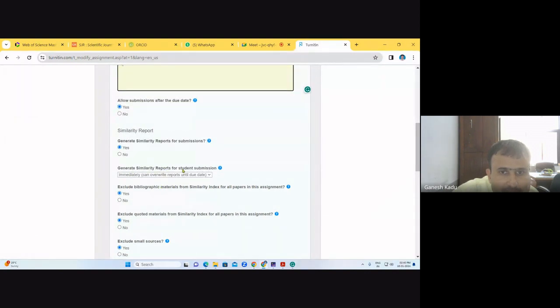Generate similarity reports for student submission. Okay, so this also is not important for us. Exclude, so this is important for us. Exclude bibliographic materials from similarity index for all papers in this assignment.